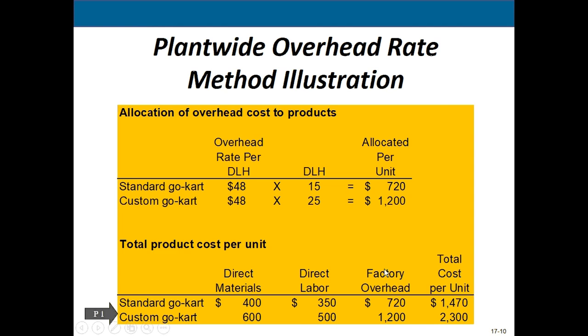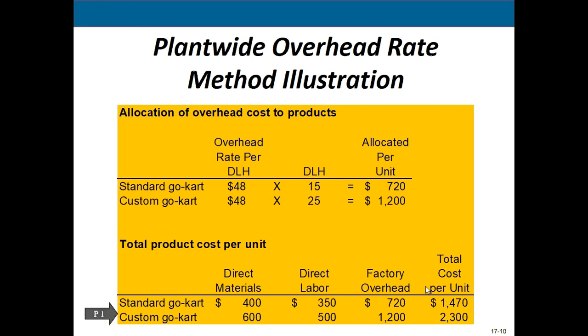So they continue the budget out and say, well, if a standard go-kart takes $400 in materials, $350 in labor, and now we assign the $720 of factory overhead, then our cost per unit is $1,470. They do the same math for custom. Cost per unit is $2,300. I would assume that they would use these costs then to determine what their selling price would be.